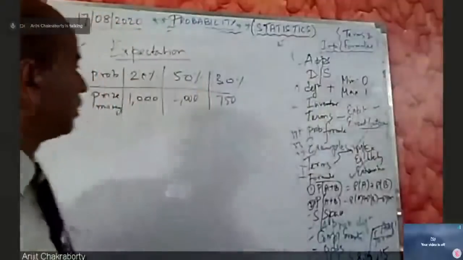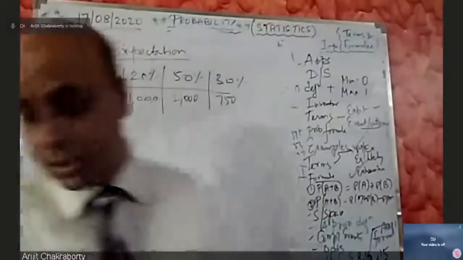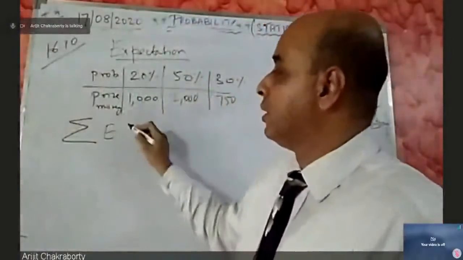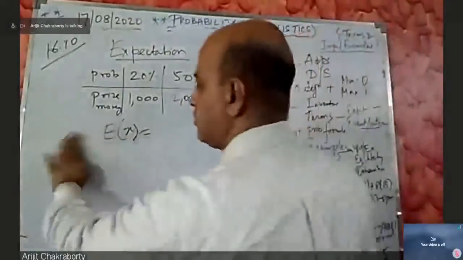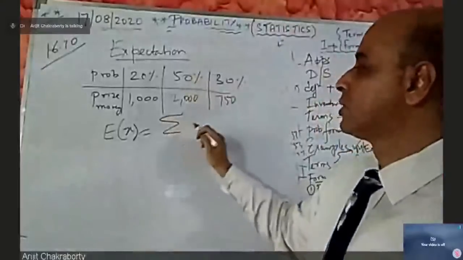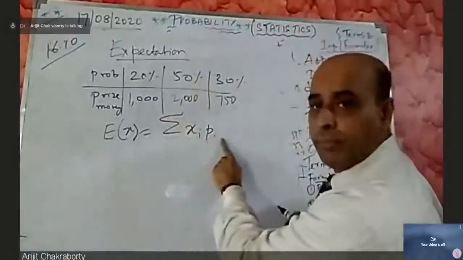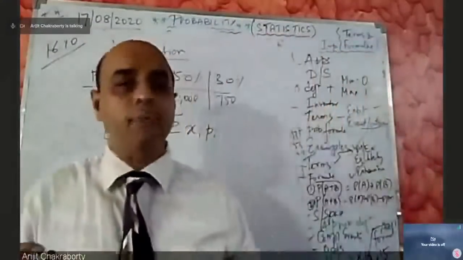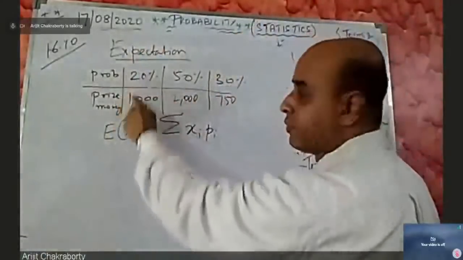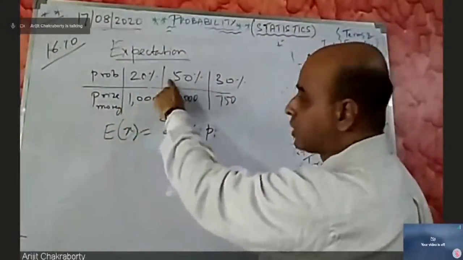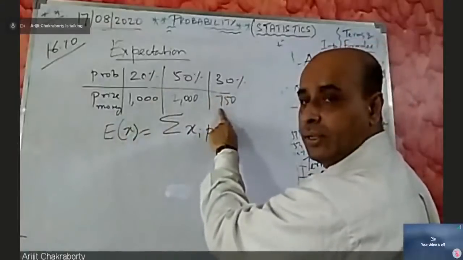Expected value of a random variable, that is sigma E, expectation, which is basically like EX. Expectation of X, EX is equal to sigma Xi Pi, where X is the value of the variable and P is the probability. So it is nothing but the multiplication of the value and the probability. In this case, the probability is 20%, I will get 1,000 rupees. Second case, probability 50%, I will get 2,000 rupees. Third case, probability is 30%, I will get 750.